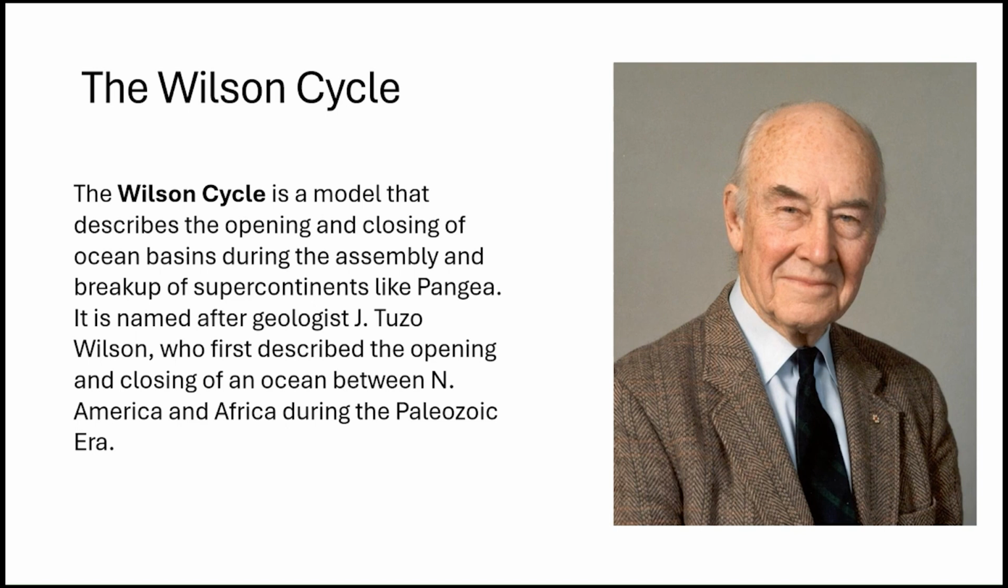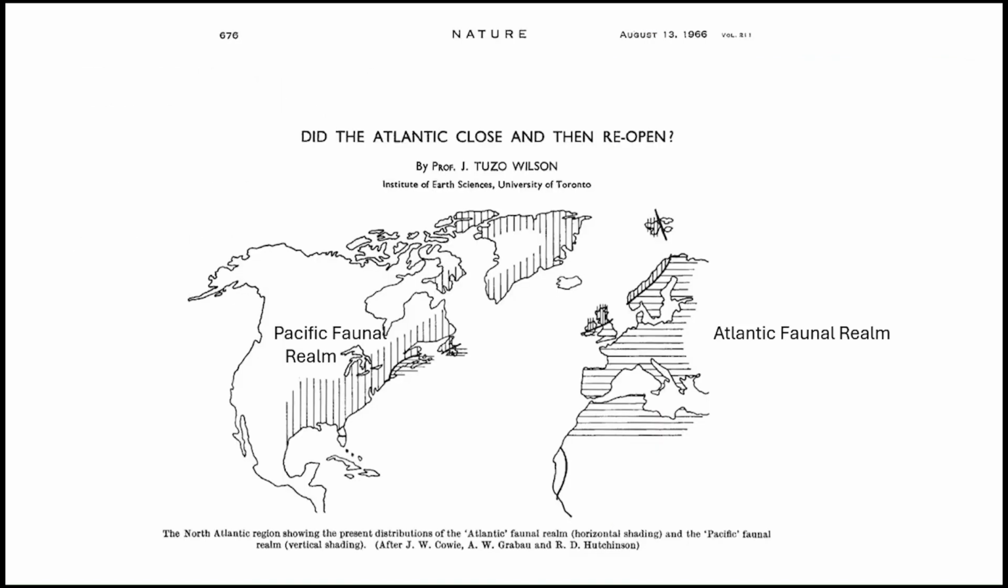Named after the Canadian geophysicist J. Tuzo Wilson, the cycle illustrates how tectonic plate movements cause continents to break apart, form new oceans, and then converge again, leading to mountain building. In 1966, before the theory of plate tectonics was developed, Wilson noticed that the early Paleozoic fossils in eastern North America and Europe were similar, suggesting that these regions were next to each other at that time.